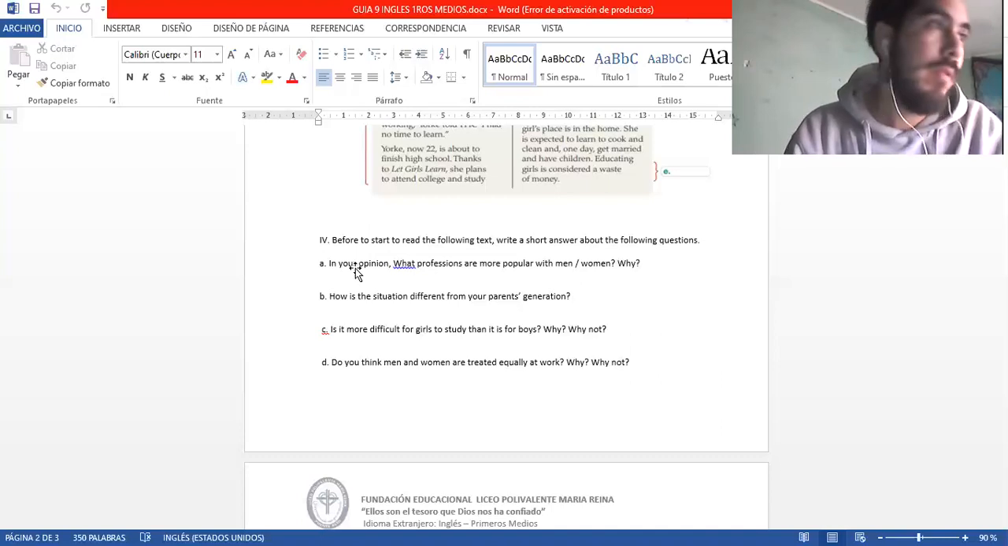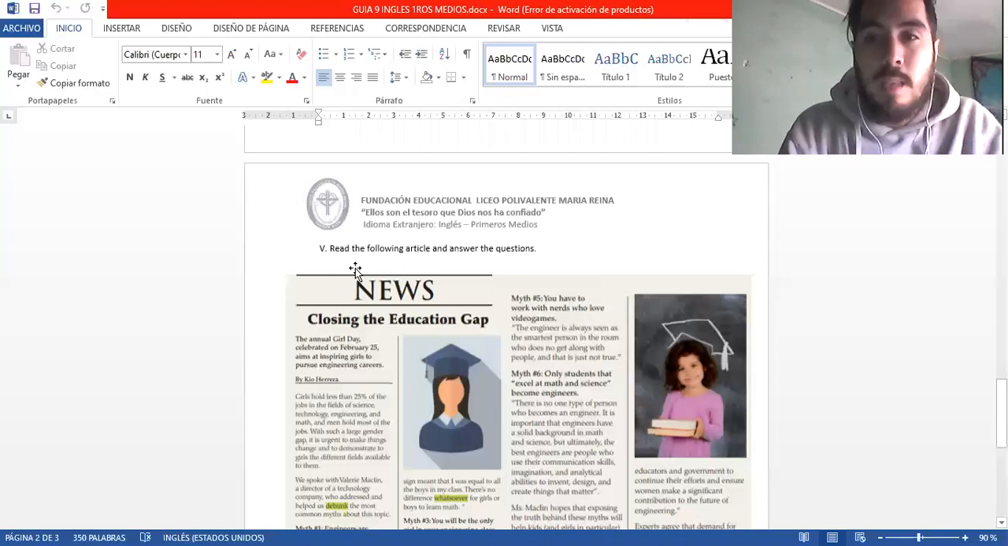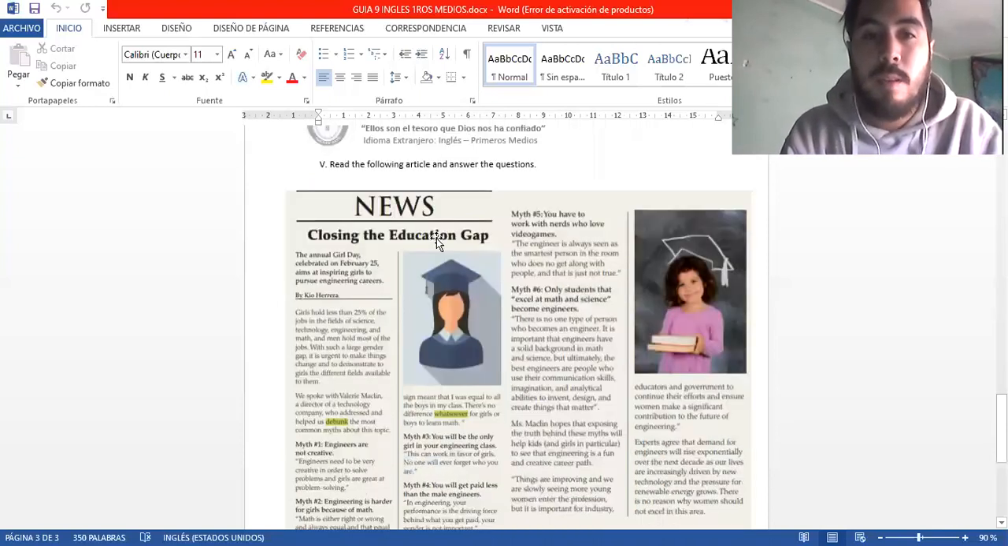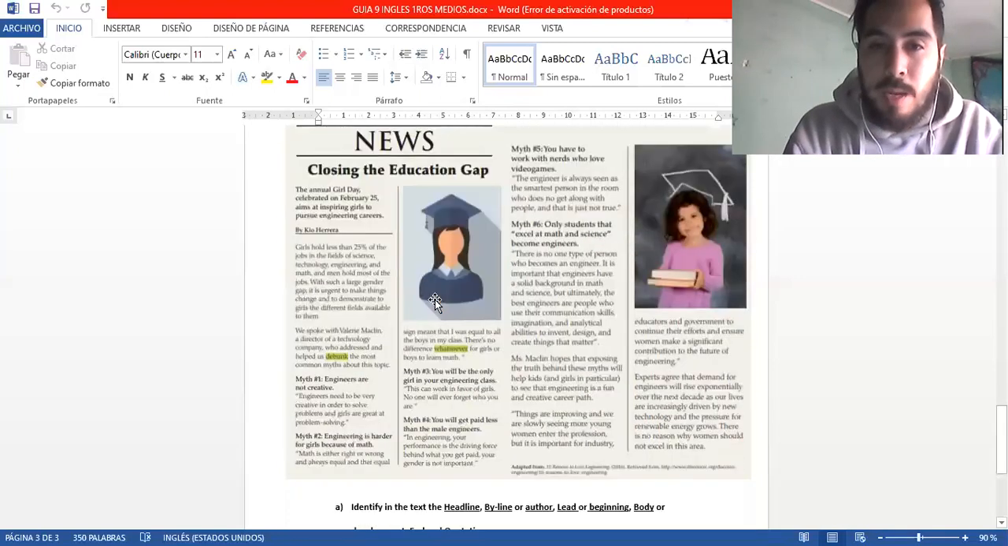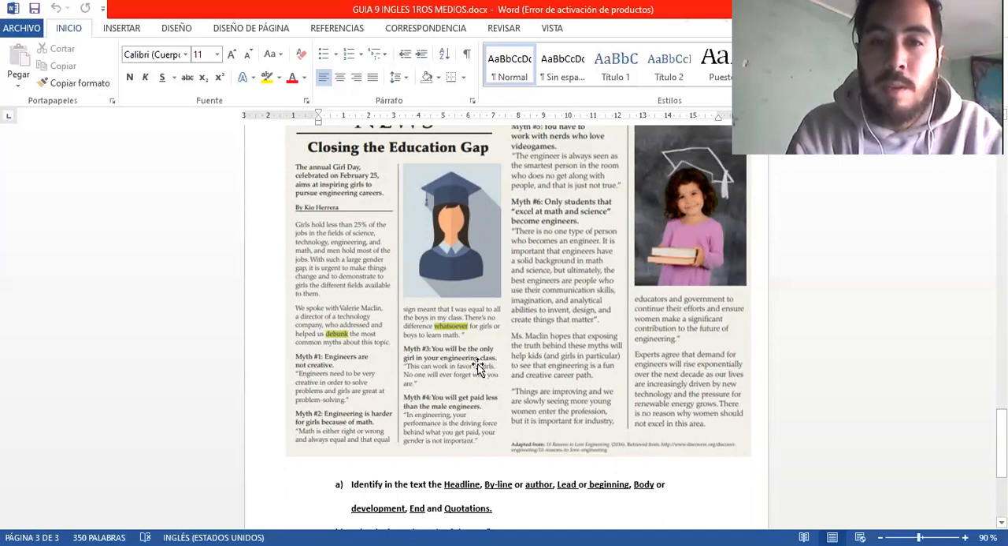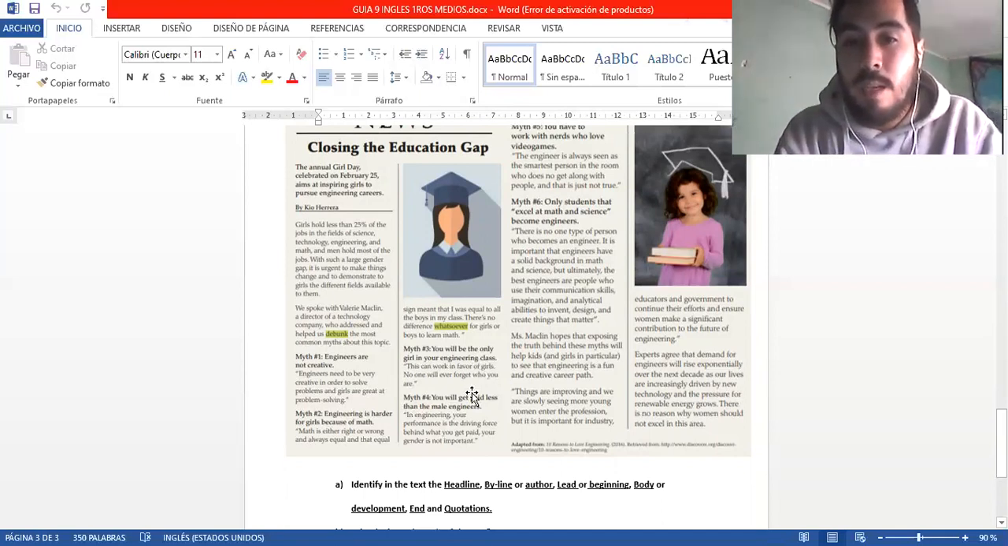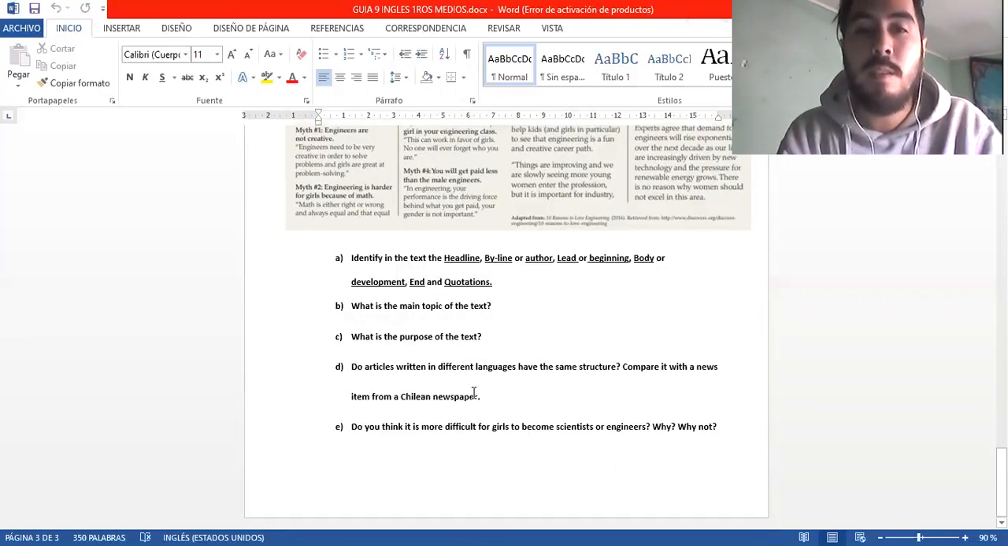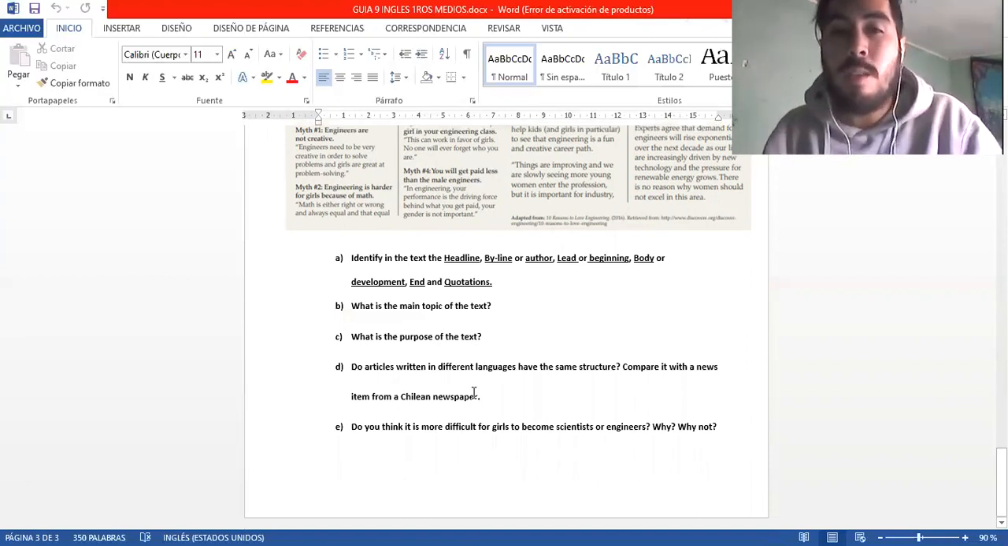Then we have the text. Okay, this text is about closing the education gap. Okay, you have to read the text. Okay, there appear some myths. Myth number one, engineers are not creative. Myth number two, engineering is harder for girls because of math. Myth number three, you will be the only girl in your engineering class, etc. Okay, and then after you read the text, you have to answer these questions.